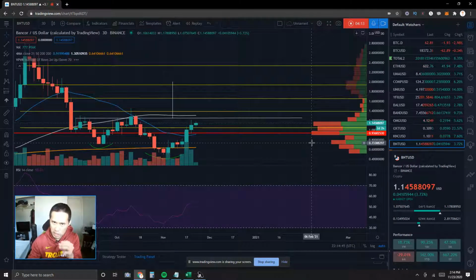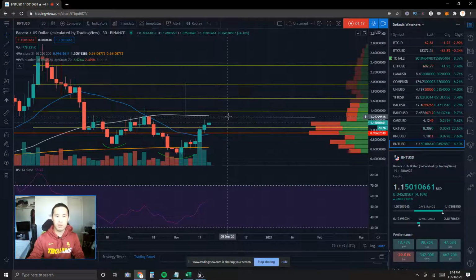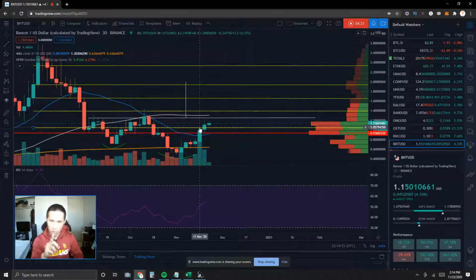On the 3-day time frame, we are above the 21 simple, but the 21 simple is below the 50 simple. But it does look like it's reversing.